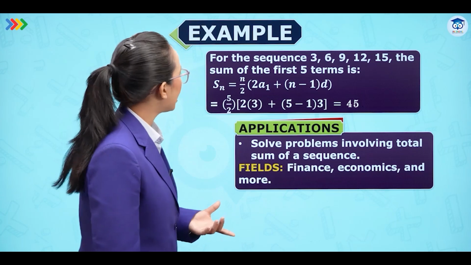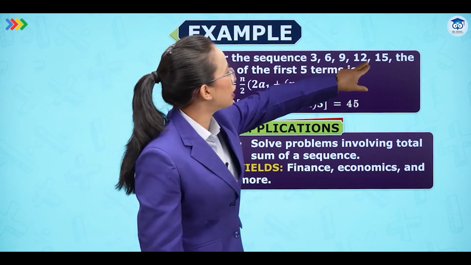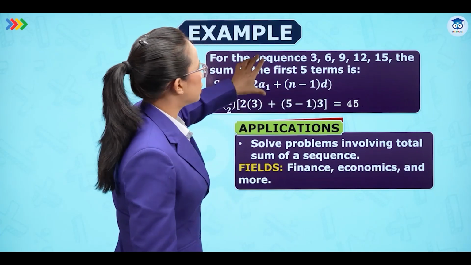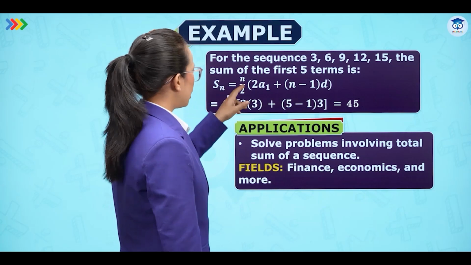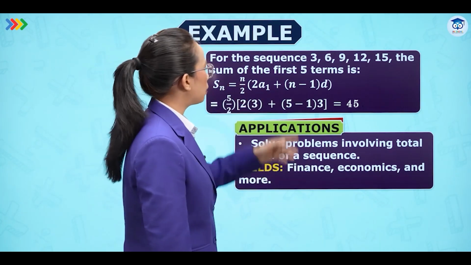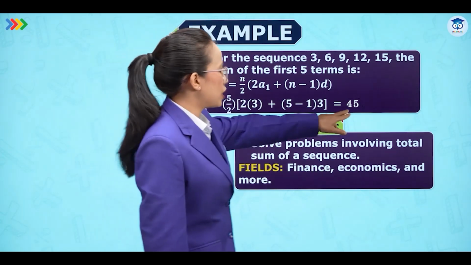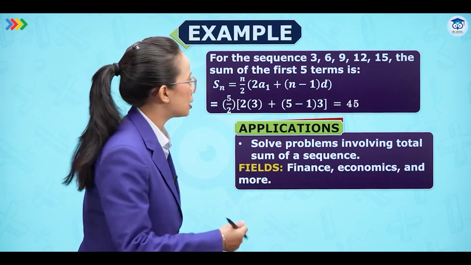Now moving ahead, we have an example. 3, 6, 9, 12, 15. If you want to find the sum of the first 5 terms, you can calculate it using Sn is equal to n upon 2 times 2 A1 plus n minus 1 D, which is 45. You can cross-check by adding all the values. You'll get the same answer.